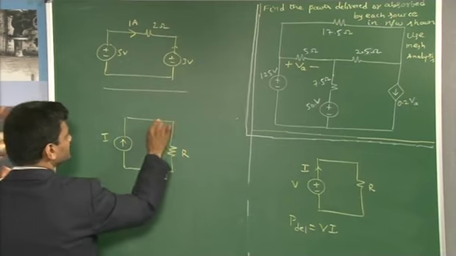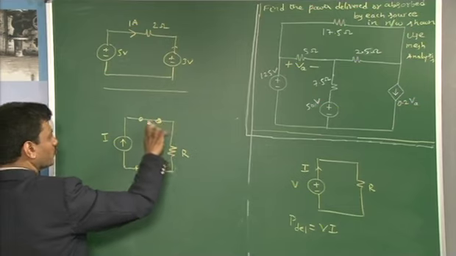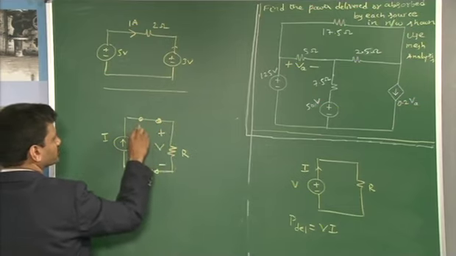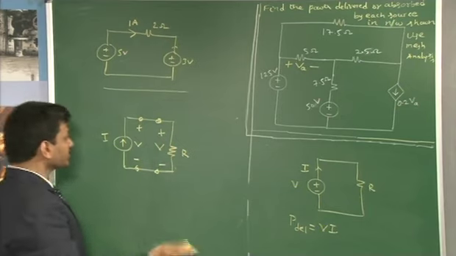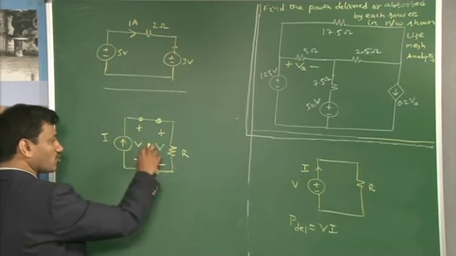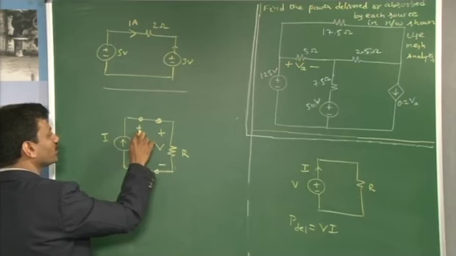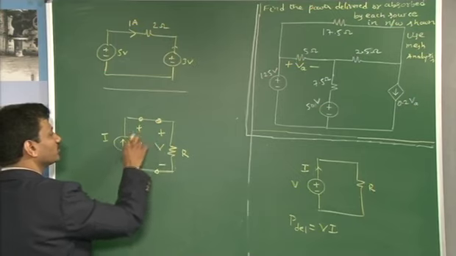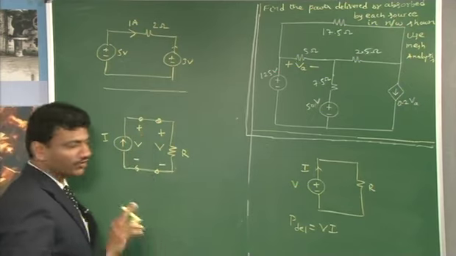Now, if you consider these 2 points and these 2 points, the potential between these 2 points should be the same as these 2 points. So, what can you conclude? If there is a current source which is actually delivering the power, the voltage drop across the current source will always have positive polarity coinciding with the arrowhead. This is what you have to remember.